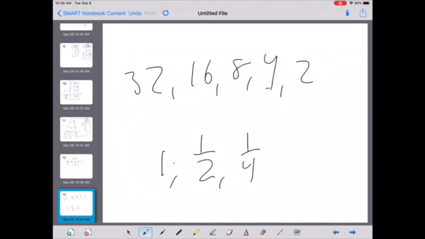So we switched it around, guys, and we're going up with these things now as a denominator. Okay? So 1, 1/2, 1/4. Next one would be 1/8, 1/16 if they wanted more of those.